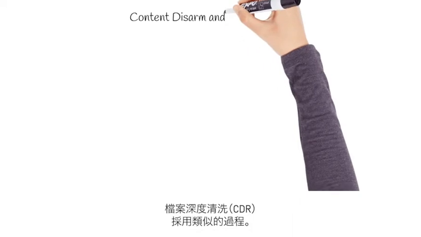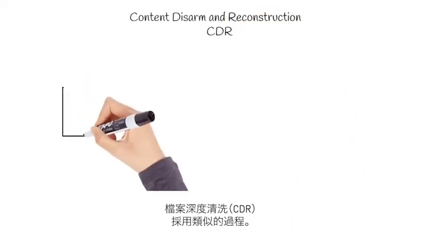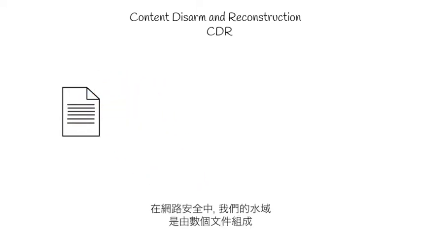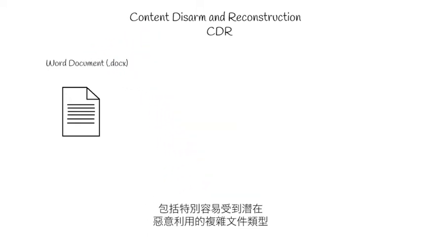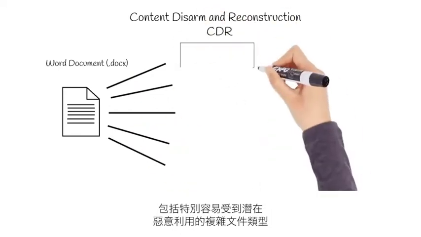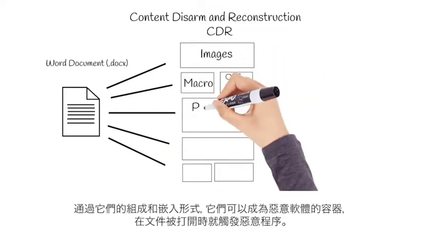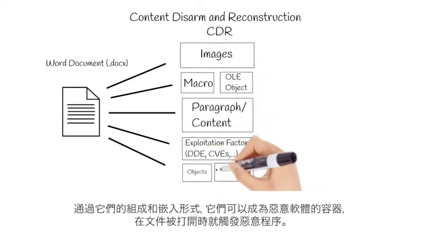Or you could simply enjoy knowing your water is clean enough to drink. Content Disarm and Reconstruction, or CDR, employs a similar process. To continue the analogy, in cybersecurity, our body of water is comprised of individual files, including complex file types which are particularly vulnerable to potentially malicious exploitation. With their grouped and nested components, they can be containers of malware, ready to pour out security risks the moment an associated program acts upon the file.